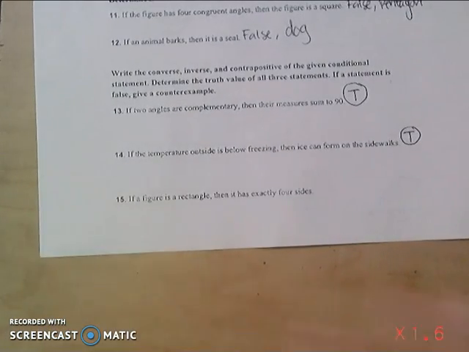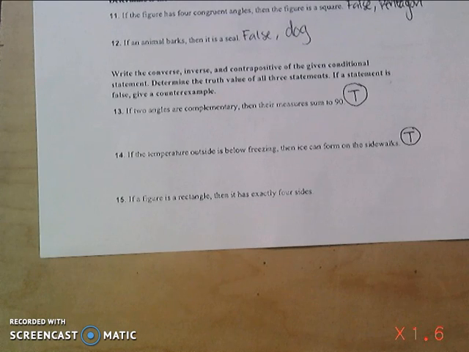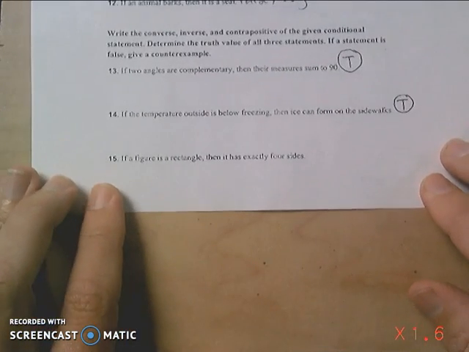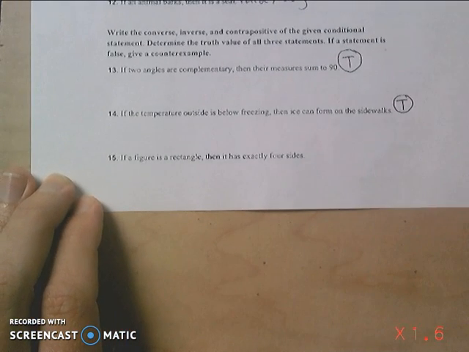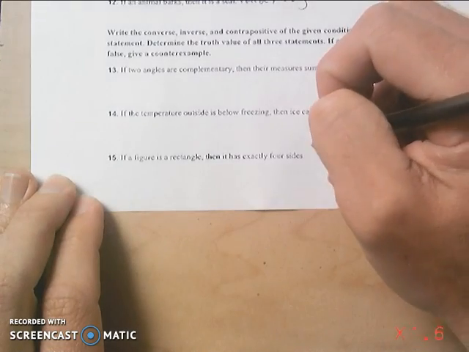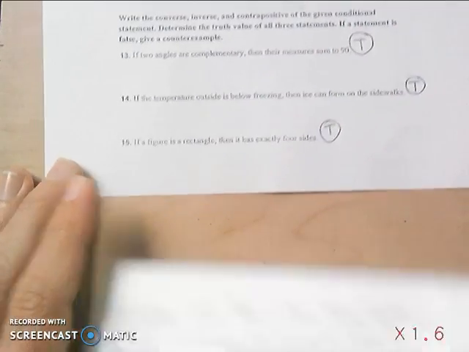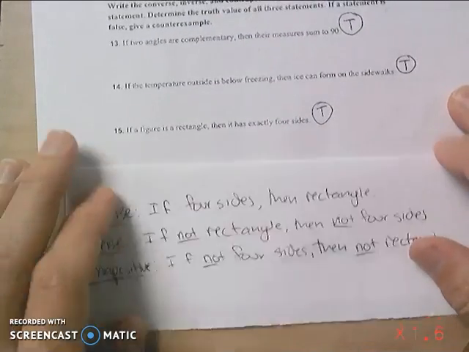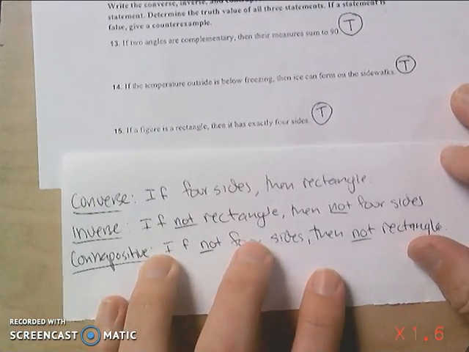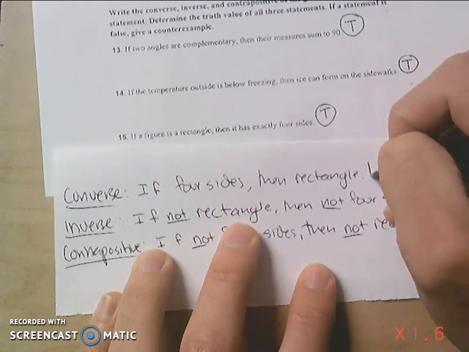Okay. Our last one is more mathematical, and the problem that you're going to get on your quiz is going to be a little bit more mathematical and a little bit easier for us to justify. If a figure is a rectangle, then it has exactly 4 sides. That's true. A rectangle doesn't have 5 sides, it doesn't have 3 sides, it has 4. So our converse would flip it. If it has exactly 4 sides, then it's a rectangle. We know this to be false.